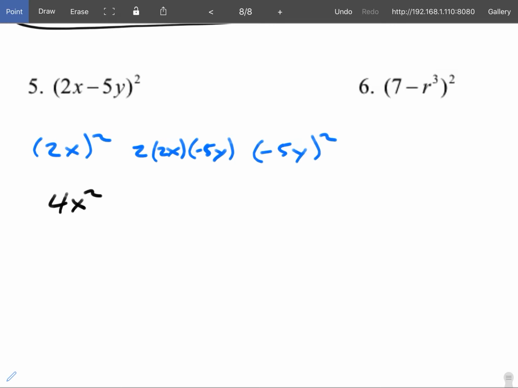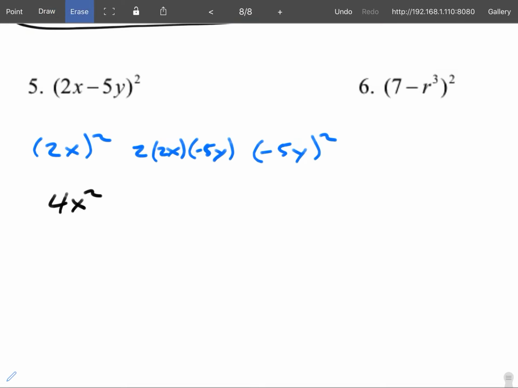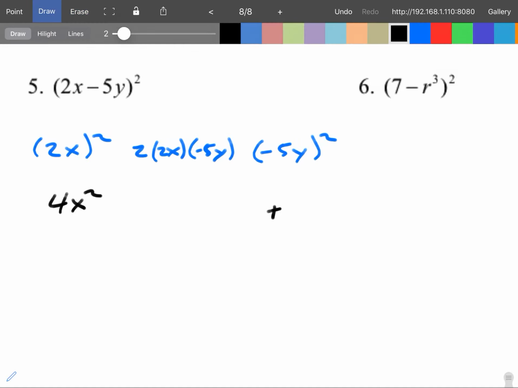It's this thing times itself. Remember, that's going to look like, I'll just draw it right here real quick. That's going to look like negative 5y times negative 5y, right? So what's that give you? 25y to the second power. Yeah, good, Robert. It's going to be positive 25y to the second power. So this is going to give you a positive 25y to the second power.